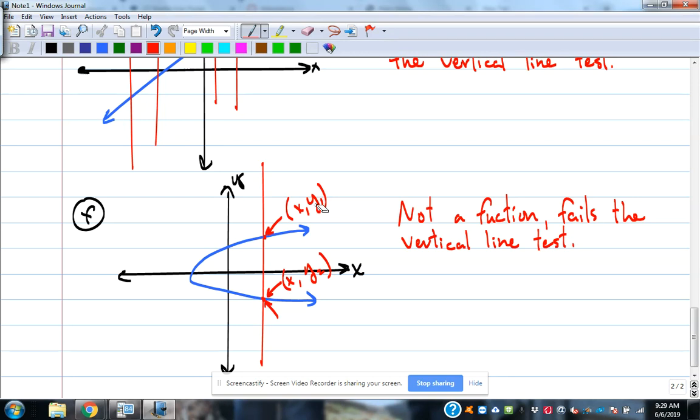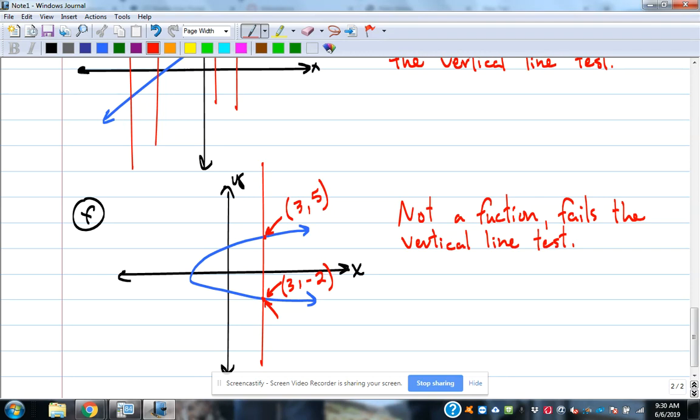We could put numbers there and kind of pretend we knew what the numbers were on that one. This X value might be the number 3, and the top Y value might be 5. And then this bottom one, the X value is still 3, and the Y value might be negative 2, something like that. That's two different ordered pairs that have the same X value. So that's why this is failing the vertical line test, and it's not a function. Okay?